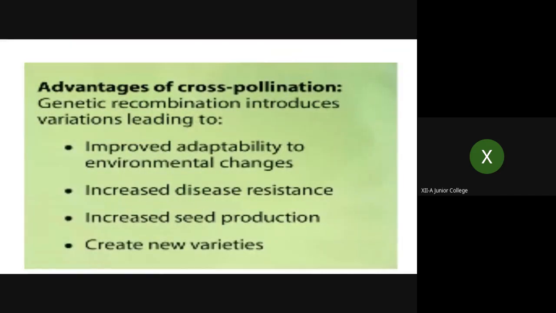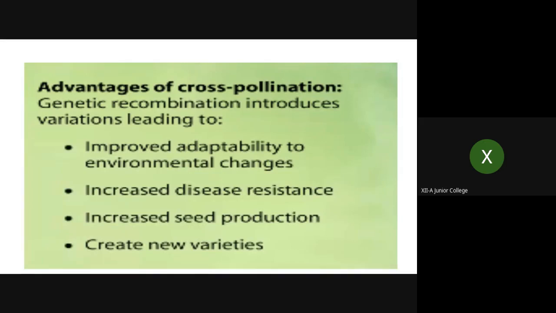What are the advantages of cross-pollination? The first thing is what? Improved adaptability to environmental changes. As two different plants are involved, different characters come together in the same plant, so these plants are more adaptable to environmental changes.